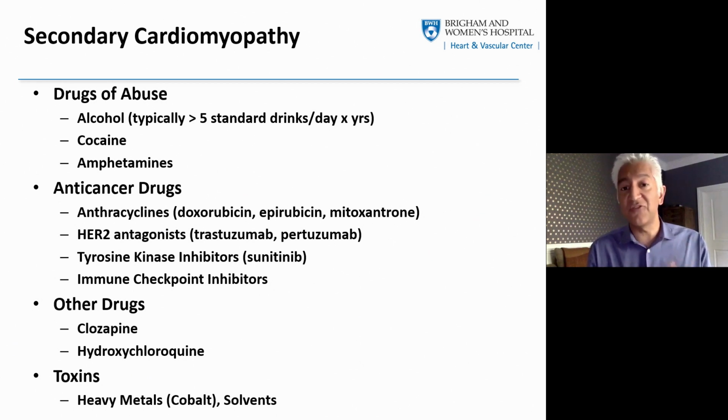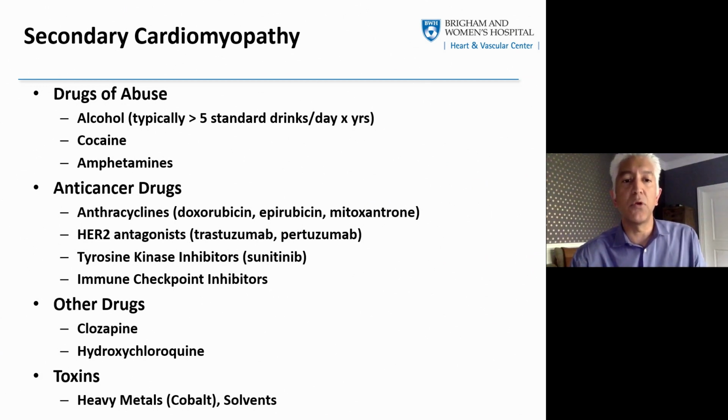Hydroxychloroquine in this day and age is one to keep in mind and certainly can be associated with ventricular dysfunction and cardiomyopathy. Clozapine, used as an antipsychotic, can be associated with LV dysfunction and cardiomyopathy. And certain toxins, including heavy metals such as cobalt and other solvents, can be associated with the development of left ventricular dysfunction and cardiomyopathy. So a few things to work through in your mind, and a detailed history and physical is clearly important.